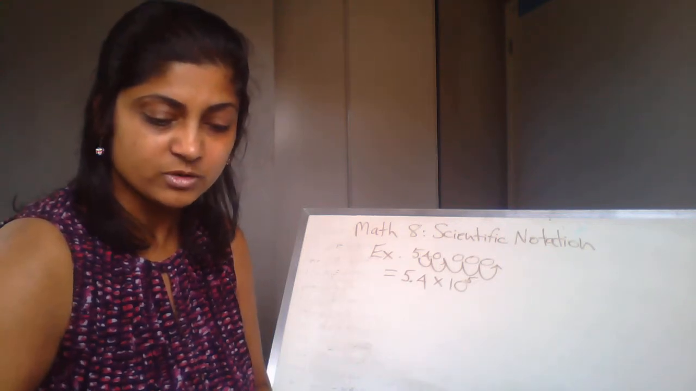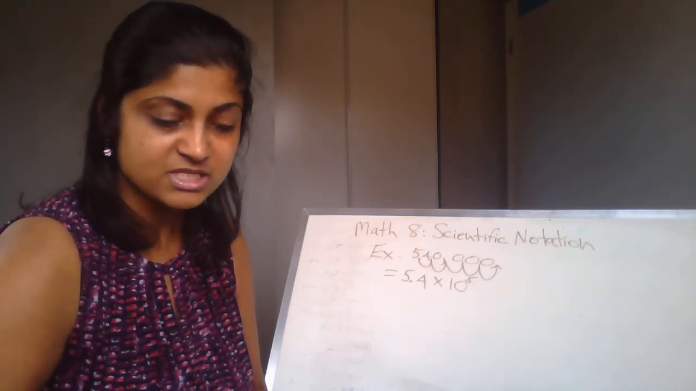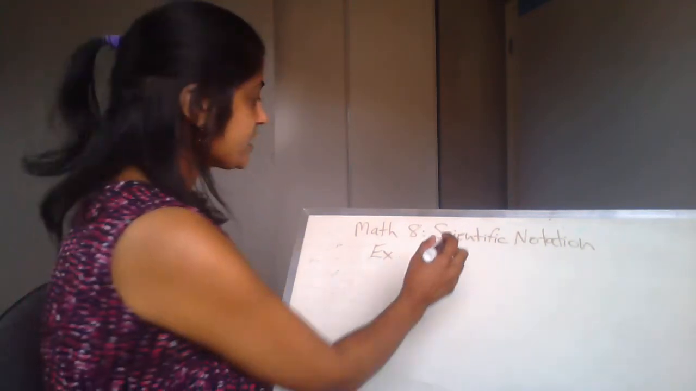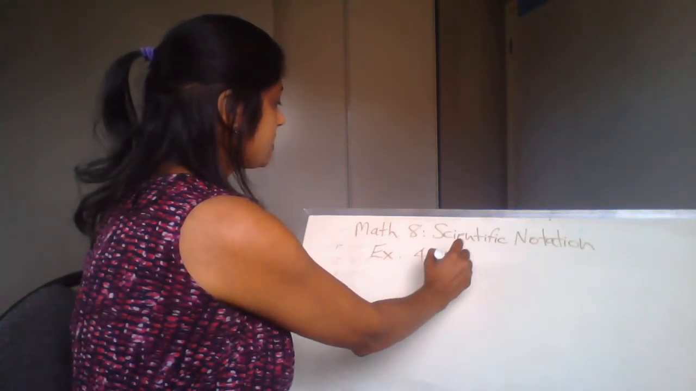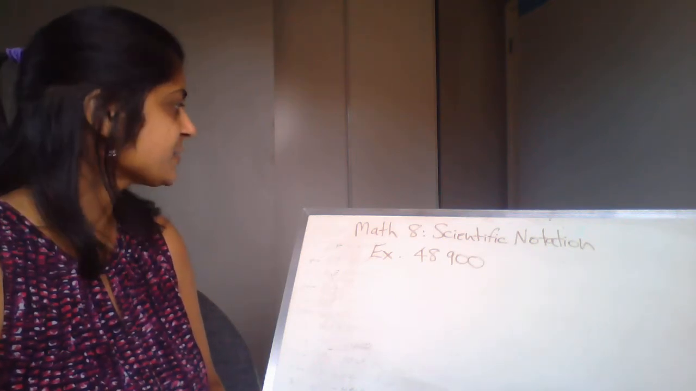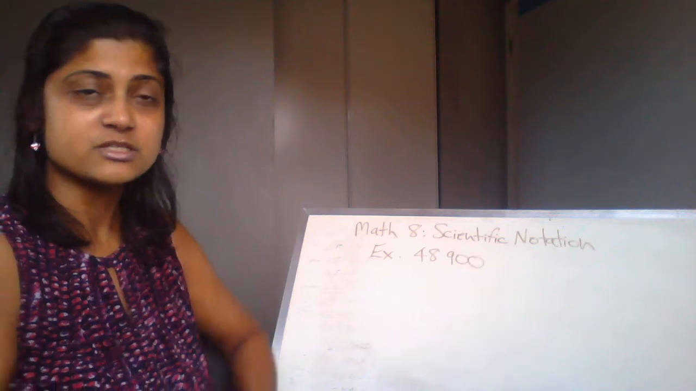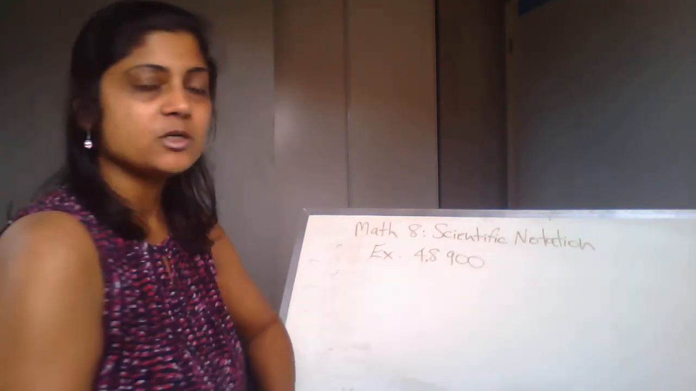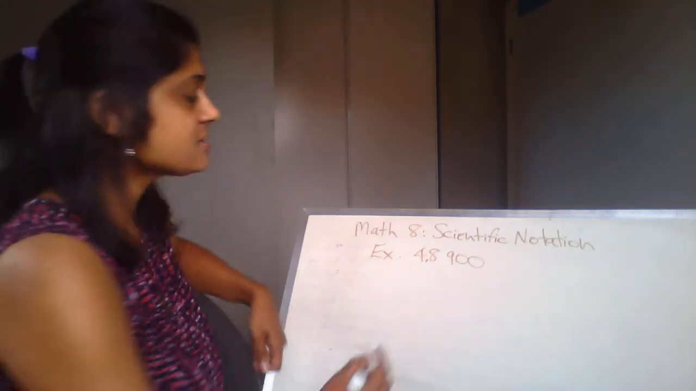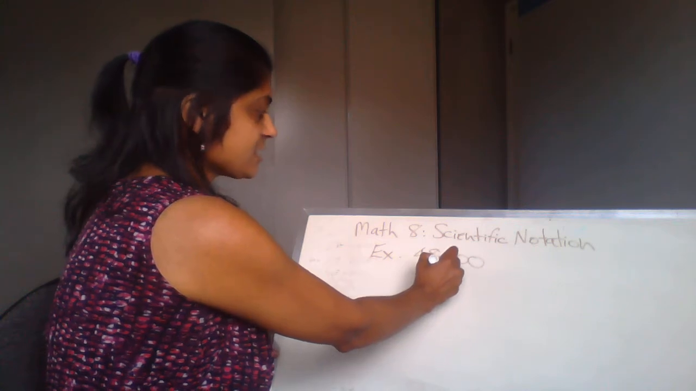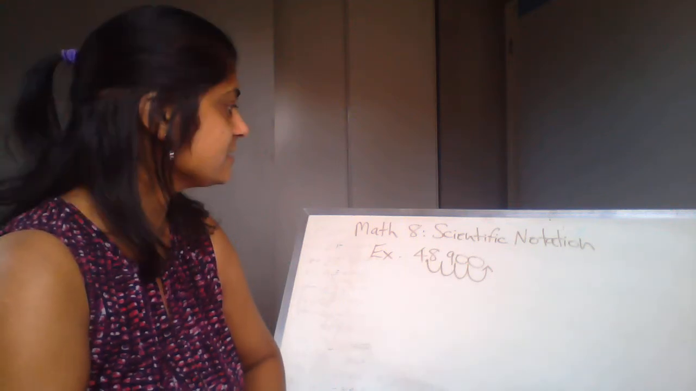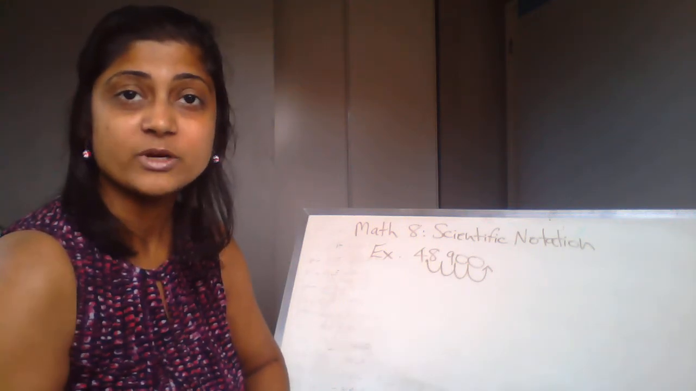Let's try one more, and we're only going to do the positive exponents first. Let's try this number: 48,900. Instead of putting the comma, I'll just leave a little bit of a space so everyone can see that. Again, the decimal is after that first non-zero number, which is the 4. To make this whole number, I'm moving the decimal to the right. We're going to count the number of places: 1, 2, 3, 4. You're just moving it until the last 0, and I always put an arrow so I know where it's stopping.